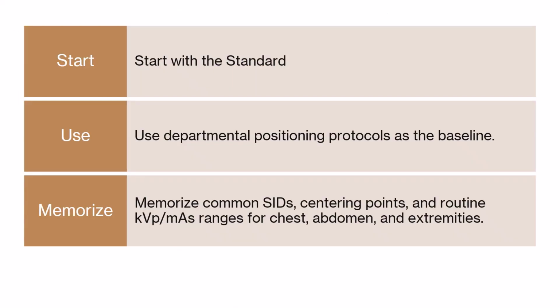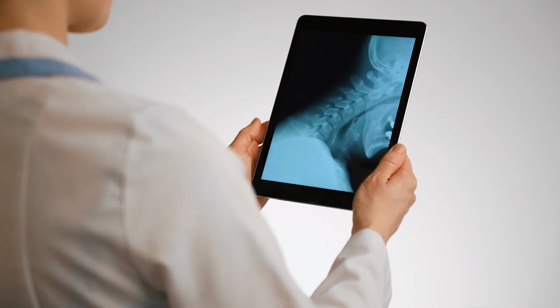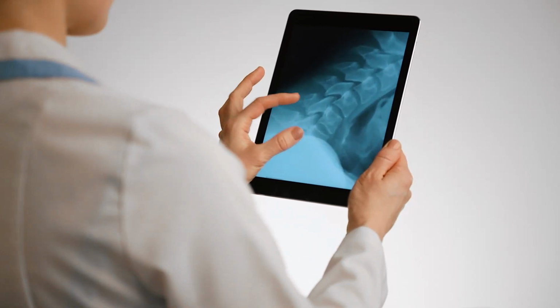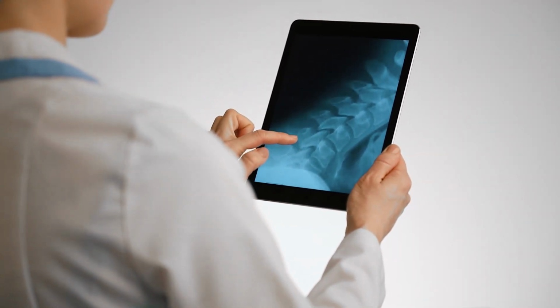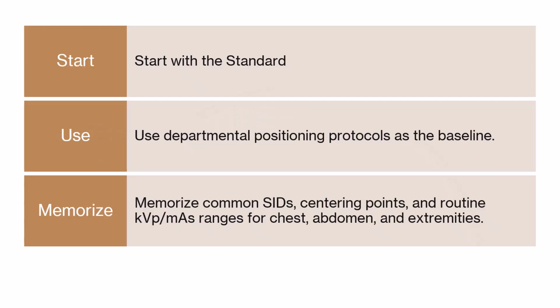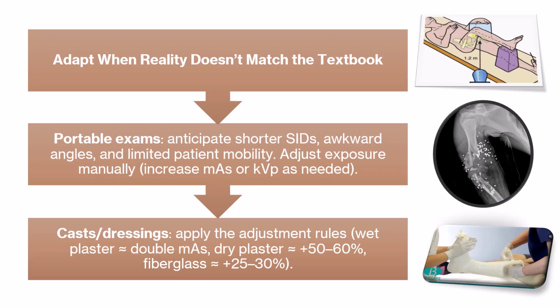We need to start with the standard and build a foundation from there. We'll use departmental positioning protocols as our baseline, and we'll memorize common SIDs, centering points, and routine kVp and mAs ranges for chest, abdomen, and extremities. The main thing is to learn that when the reality does not match the textbook, you need to adapt.